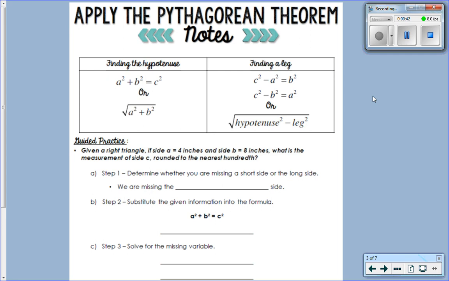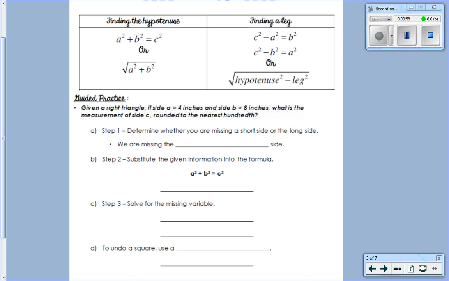Let's actually find it on the reference material. Do y'all see the Pythagorean theorem? Everybody needs to be able to find it? Good. Where it says additional resources is the very first one. All right, so given a right triangle, if side A equals 4 inches and side B equals 8 inches, what is the measurement of side C rounded to the nearest hundredth?